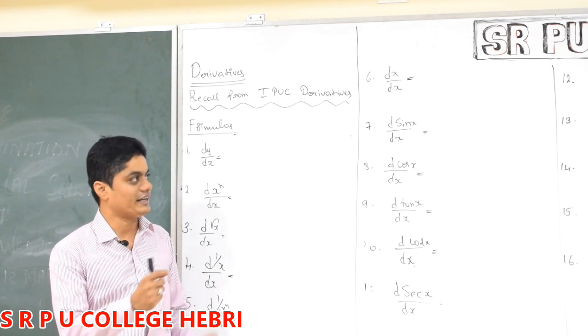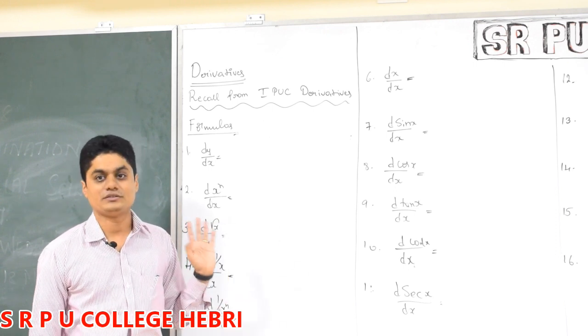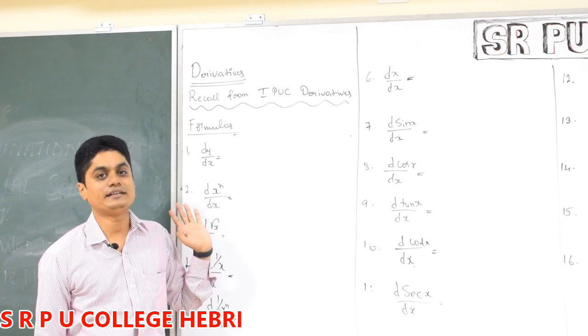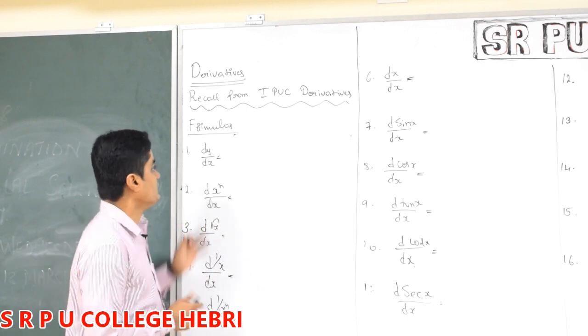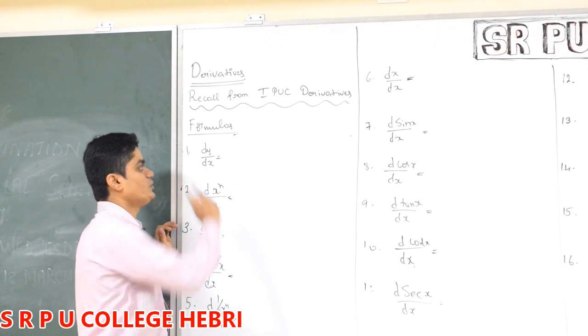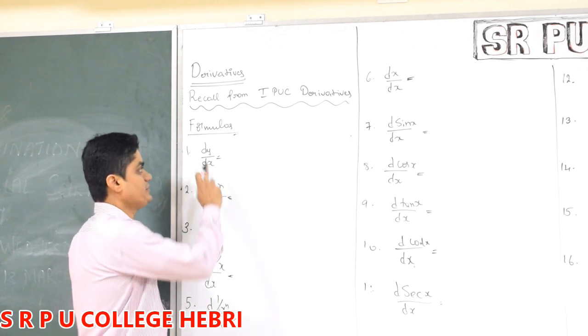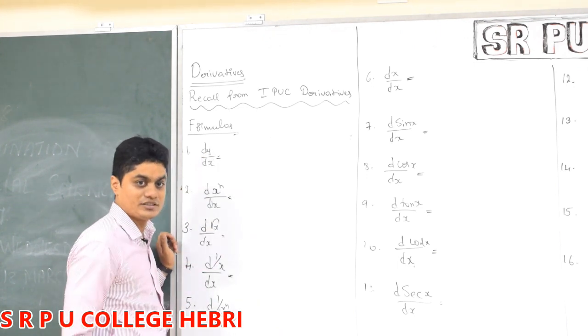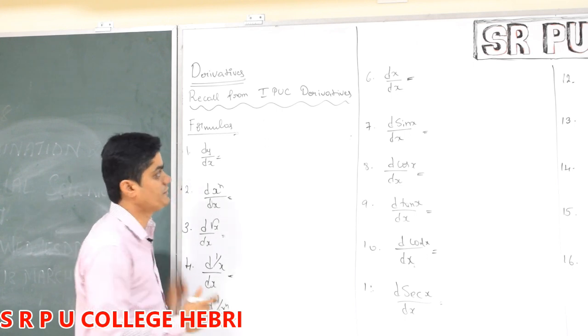So I suggest here, take one sheet and write down like this first, and write the answer along with me, okay? The first formula, dy by dx. Actually, first tell me what is dy by dx. dy by dx is nothing but the derivative of y with respect to x. What is the very basic formula which you learned in first PUC?